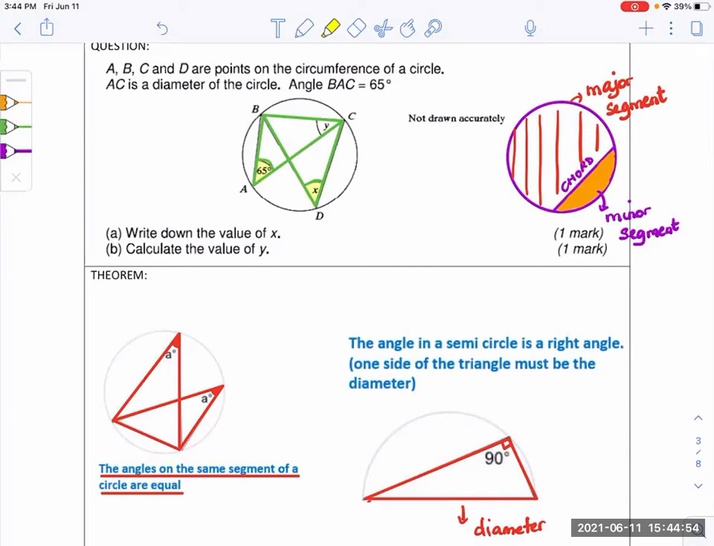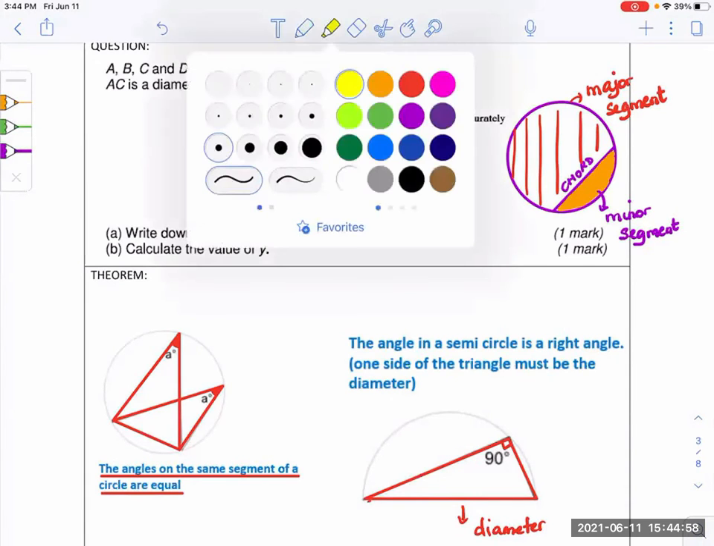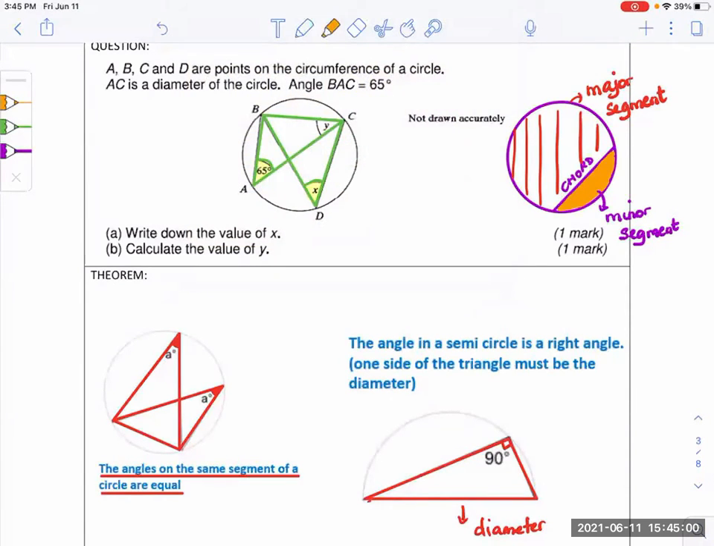Are the angles on the same segment? Are the angles formed on the same segment? Yes, miss. Is it on the minor segment or the major segment? The bigger part or the smaller part? The bigger part. Major. So it's the major segment. You all see that? Yes, miss.